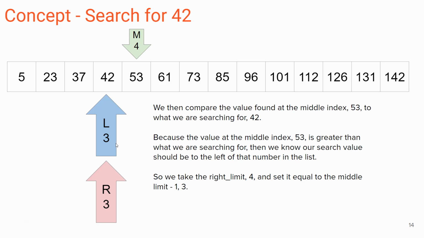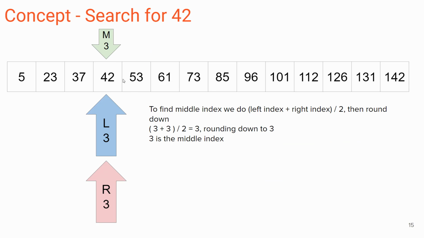And in this case, they're still the same. Left limit and right limit are exactly the same. They're both 3, which is okay. We then compare the value found at 53 to what we were searching for, 42. Because the value at the middle index 53 is greater than what we were searching for, we know our search value should be to the left of that number, which is perfect. We take the right limit 4, set it equal to the middle -1. Then we're going to move our middle pointer again.